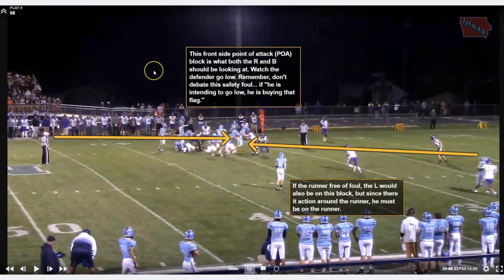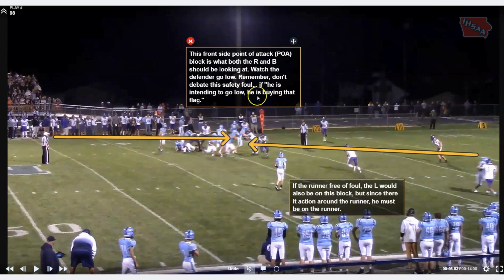Our referee 100% should be on this block by our pulling guard. It is the point of attack block, front side, that he should be focused on. Our back judge should also be in on this block. On runs that are to the outside, he should focus on point of attack blocks in front of the runner. There's not really another block that he should be on. Therefore, we're going to have 2 officials on this block.